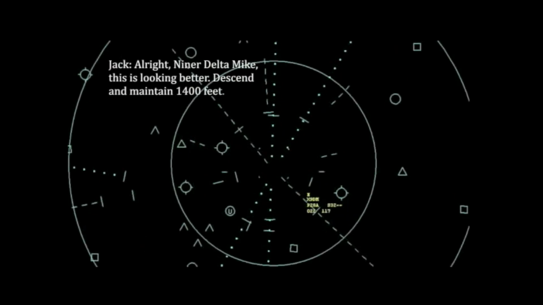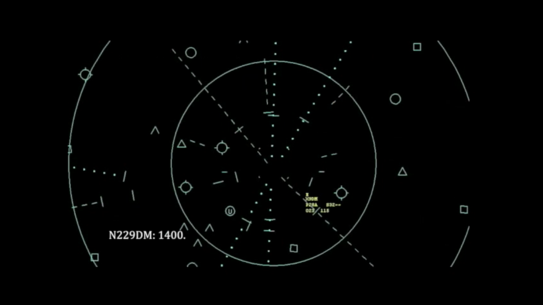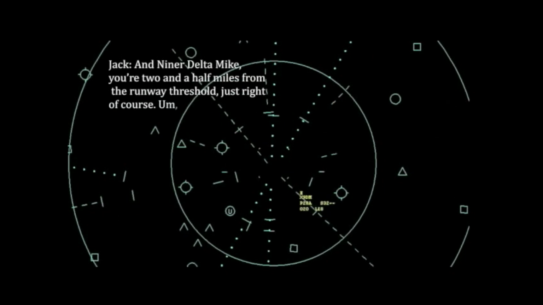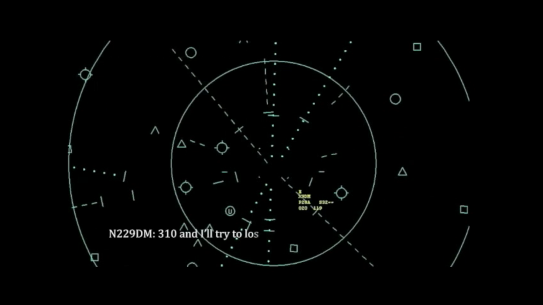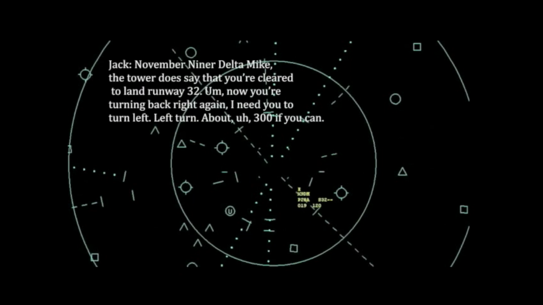All right, Niner Delta Mike, this is looking better. Descend and maintain 1,400 feet. 1,400. And Niner Delta Mike, you're 2.5 miles from the runway threshold, just right of course. Looks like you're correcting. Looks good. We have 310, and I'm trying to lose some altitude here. November 9 or Delta Mike, Tower does say that you're clear to land on runway 32. Now you're turning back right again. I need you to turn left. Left turn, about 300 if you can.